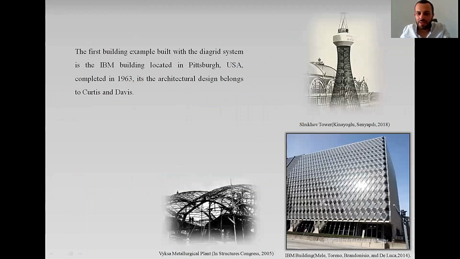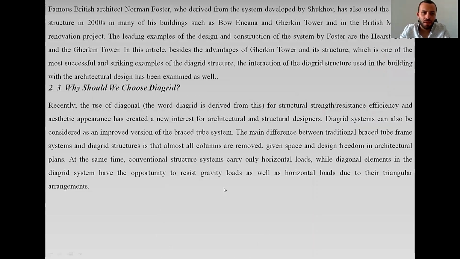This is an IBM building and Shukhov Tower and Vyksa Metallurgical plant. Famous British architect Norman Foster, who derived from the system developed by Shukhov, has also used Diagrid structures in the 2000s in many high buildings such as the Gherkin Tower and the British Museum Renovation Project. The leading example of the design and construction of the system by Norman Foster is the Gherkin Tower.